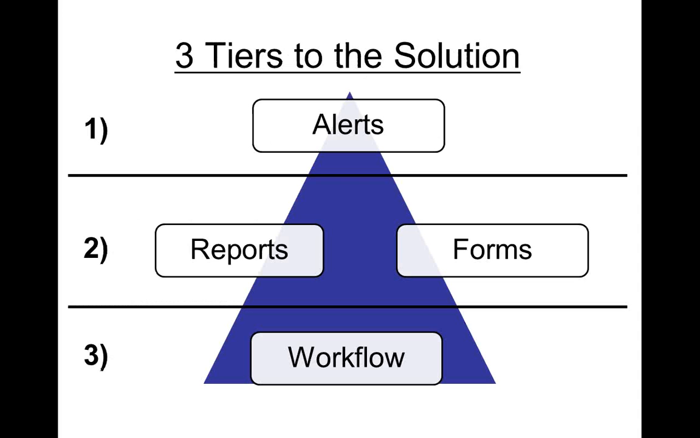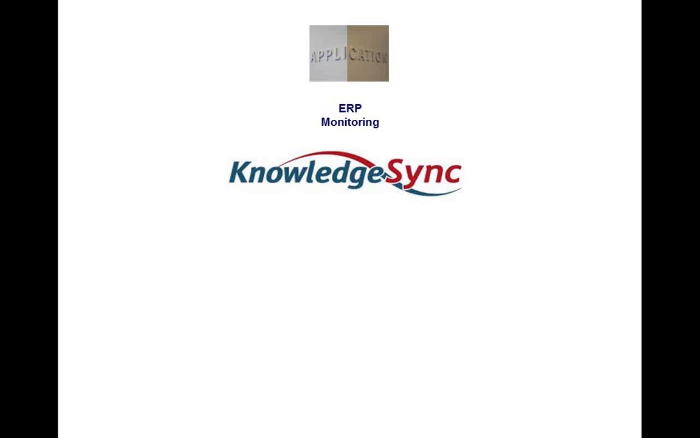KnowledgeSync consists of 3 tiers of capabilities, starting with the ability to monitor and trigger alerts about critical conditions within your business data, proceeding down to Tier 2, which is the ability to automatically generate and deliver relevant forms, documents, and analytical reports, and finishing at Tier 3 with the ability to auto-execute intelligent workflow, such as identifying a customer who's past due and automatically putting them on credit hold. Let's now drill down into each of these tiers.